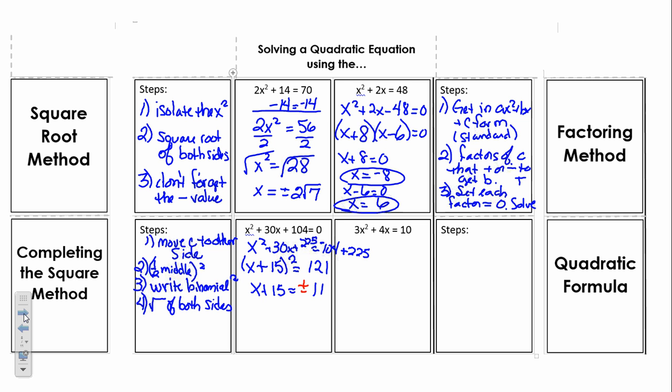And then the last step? Yeah. Solve for x. Subtract 15 from both sides. So x will be negative 15 plus 11 and negative 15 minus 11. Negative 15 plus 11, negative 4. And negative 15 minus 11, negative 26.